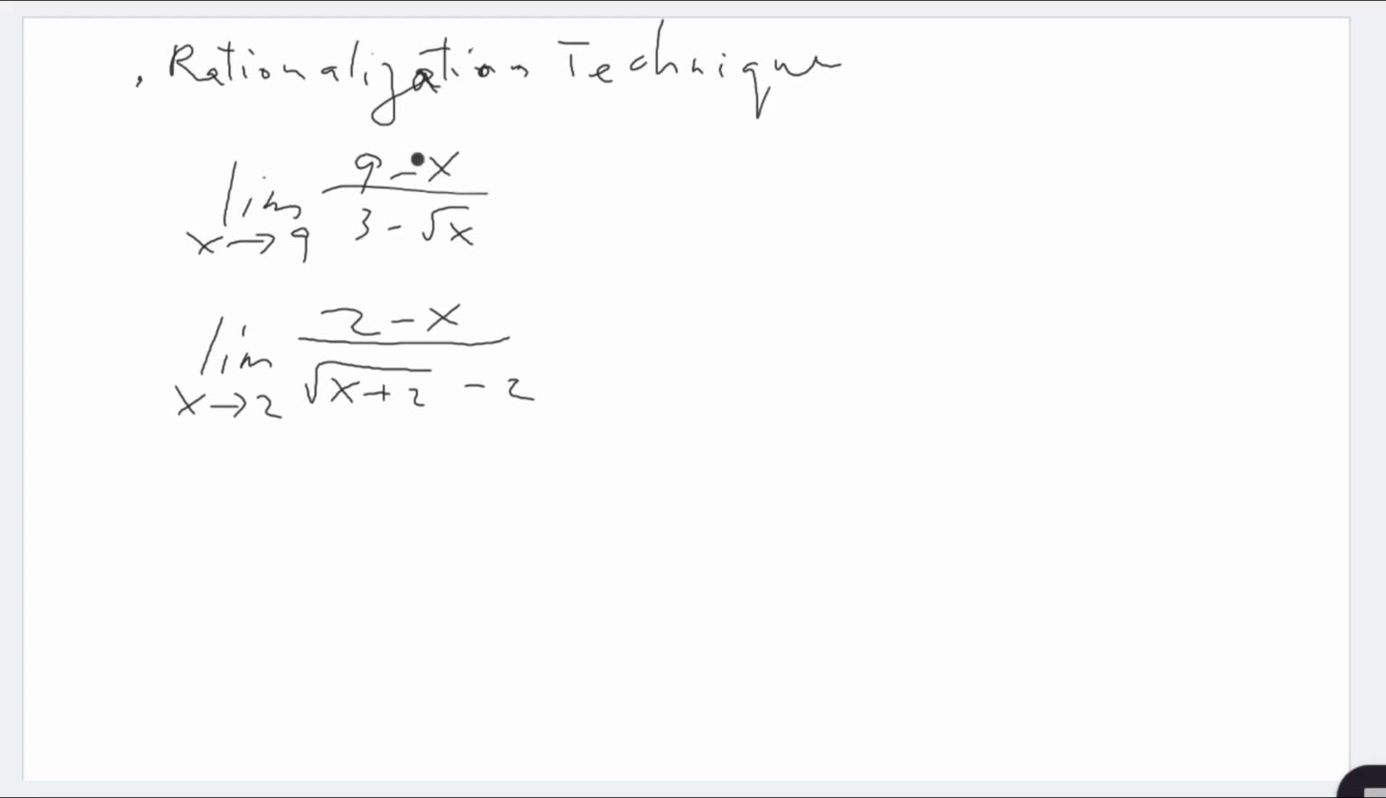Factoring will not work because factoring can only be applied when you have second order or higher order polynomials. This is a radical. This is first order, so we don't talk about factoring with the radical, and it's impossible to factor first order. We don't try to factor first order, never. Anyway, so we use this different method. It's called rationalization.